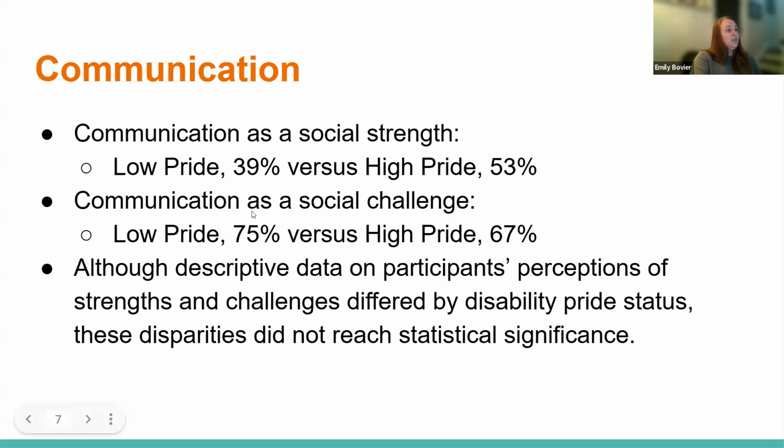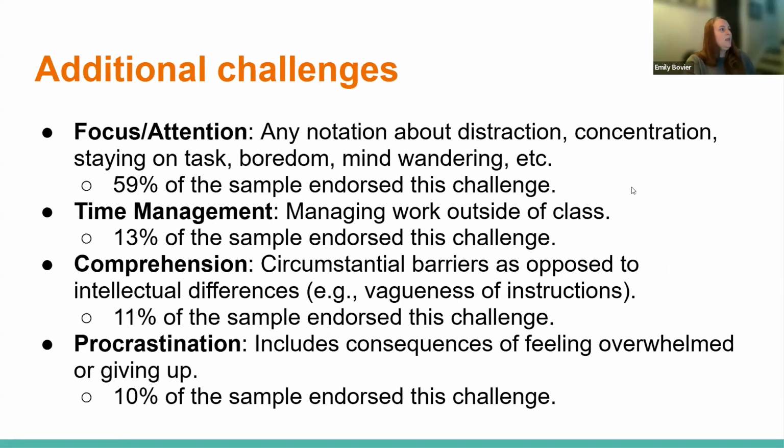And in terms of communication as a social challenge, universally, this seems to be a challenge for our neurodivergent students, but we do see that those in the low disability pride group endorsed it a little bit more than those in the high disability pride group. And again, we've got descriptive data that are different, but in terms of statistical significance, these differences did not reach statistical significance. But again, can still be informative for how we move forward to support our students.